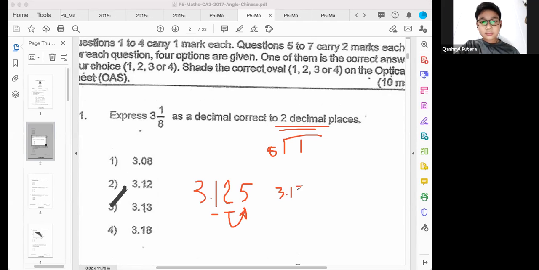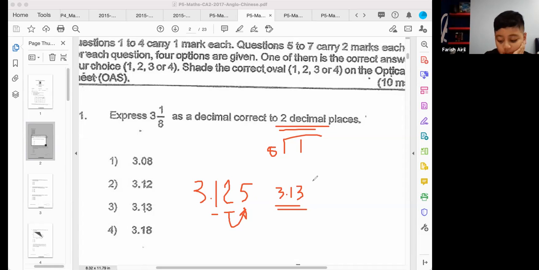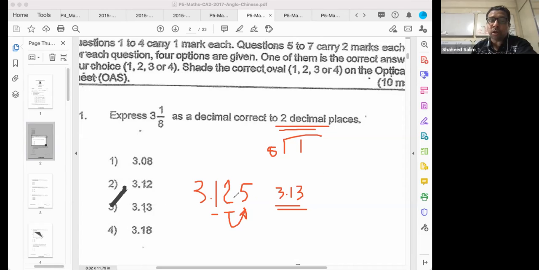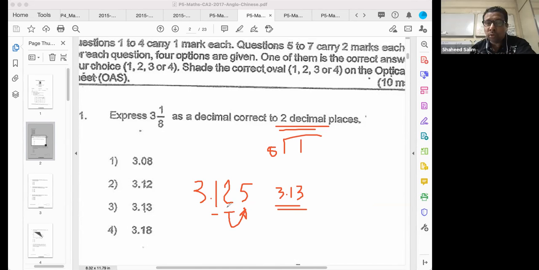Number 3, 3.13. Farish, you get it? Shalina, do you know how to do it? Yes, 3.13, because when you divide it, you get 3.125. For 2 decimal places, you count 1, 2, and look at the next digit. If the number is 5, 6, 7, 8, 9, you must plus 1 here, and cut the other numbers out.